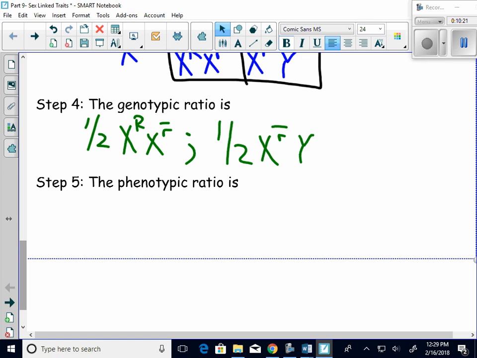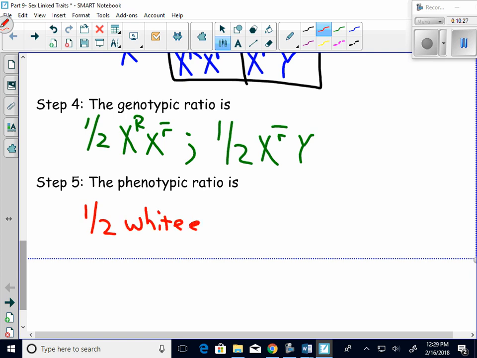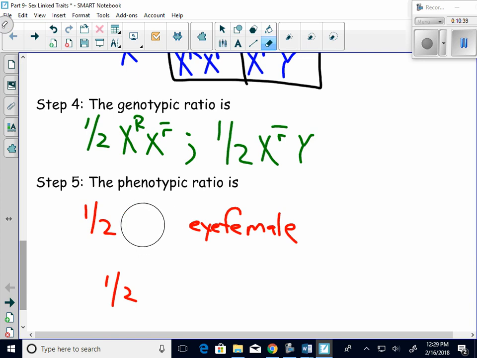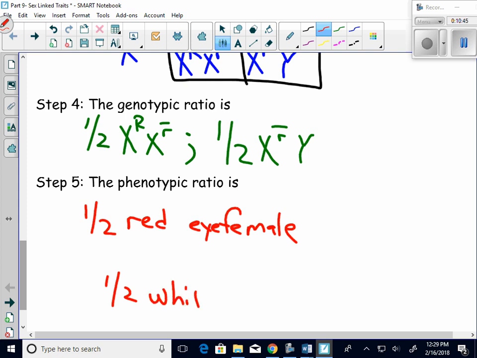Well, 1/2 are white-eyed female, and 1/2 are, wait, check, right? That's wrong. They are red-eyed female and white-eyed male. Would we agree?